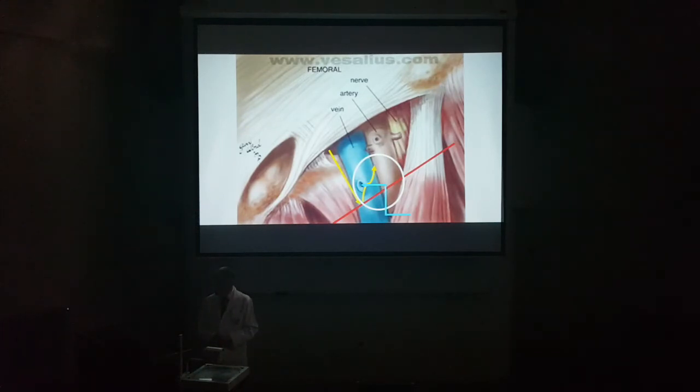Cribriform fascia. So the femoral hernia comes down, stopped by Scarpa's fascia. Still, if you increase abdominal pressure, it goes up and wants to bulge through the cribriform fascia and produces a swelling.